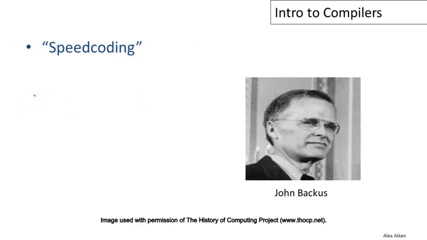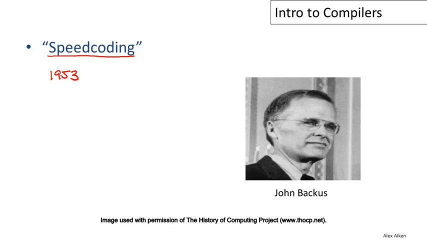One of the earliest efforts to improve the productivity of programming was called speed coding, developed in 1953 by John Backus. Now, speed coding is what we would call today an early example of an interpreter. And like all interpreters, it had some advantages and disadvantages. The primary advantage was that it was much faster to develop the programs. So in that sense, the programmer was much more productive.